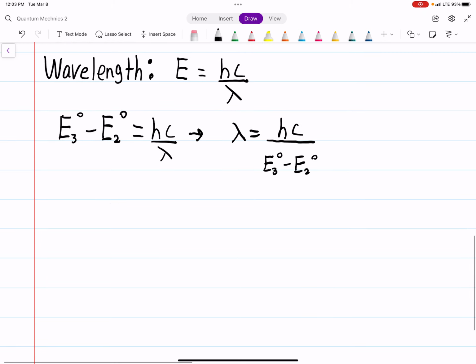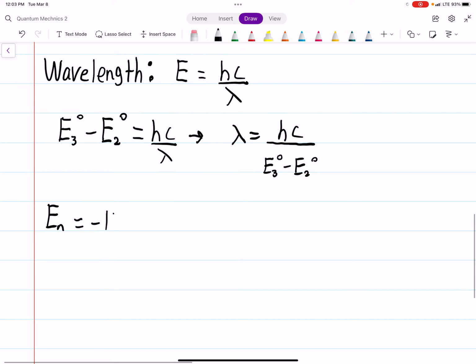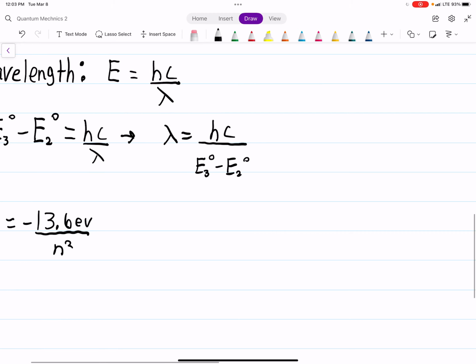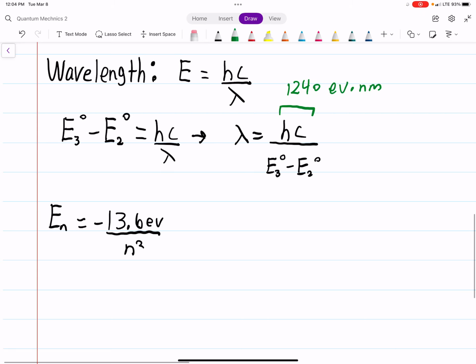And in general, with Bohr's theory, E sub n is equal to minus 13.6 electron volts over n squared. Okay? And hc, just the way that I remember it, is 1,240 electron volts times nanometers.